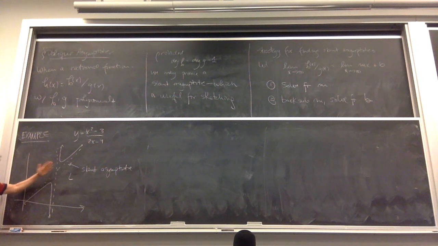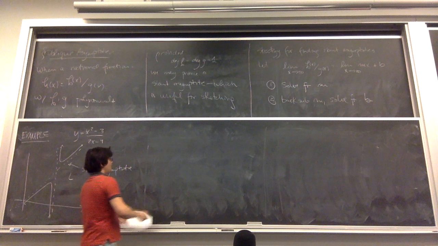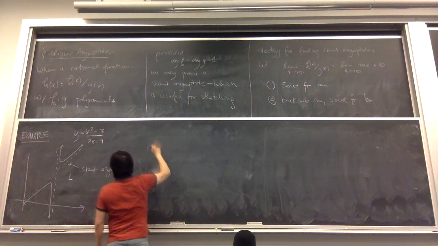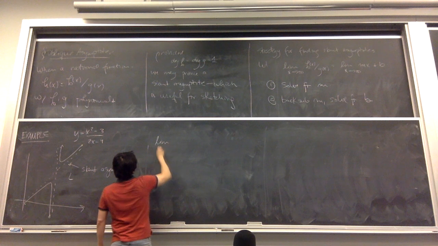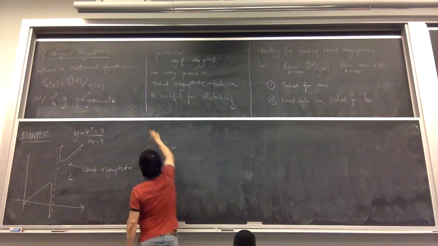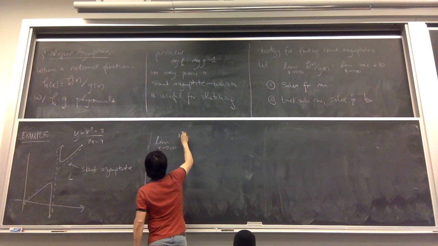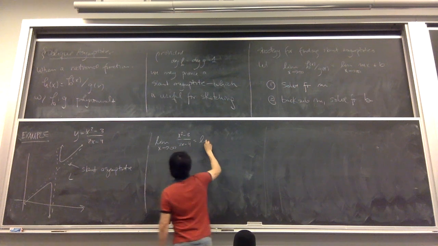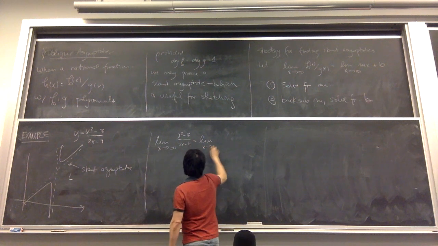Really, I need to know what this line is. Oh, that's bad, it shouldn't have gone through the origin. Well, I didn't really label it, so that's not going to be the origin in the end. So let's just follow my strategy here. I claim that at infinity, (x squared minus 3) over (2x minus 4) looks like this line.